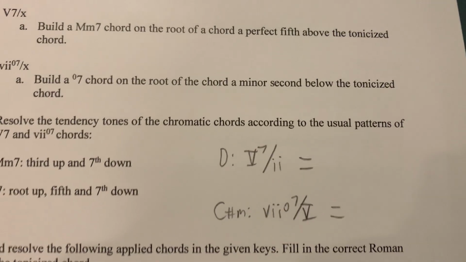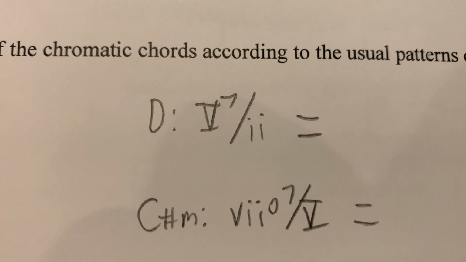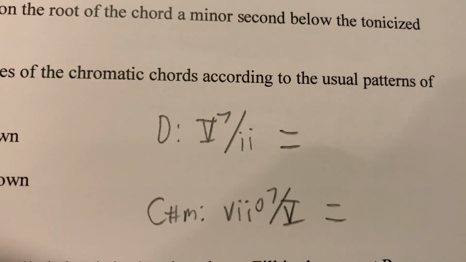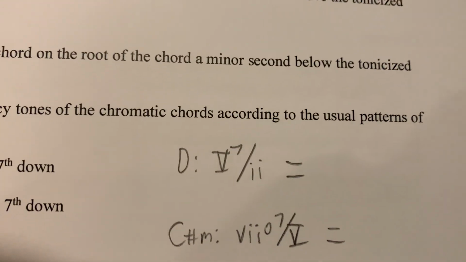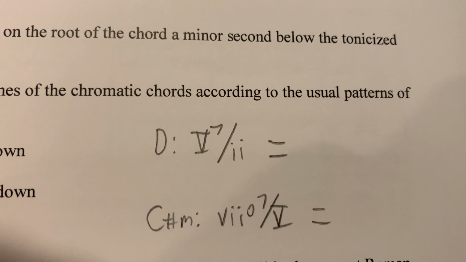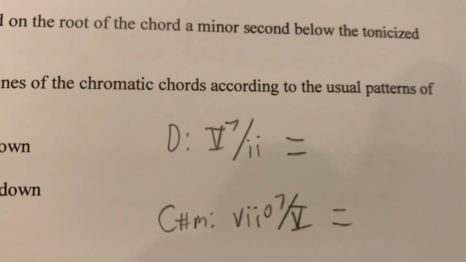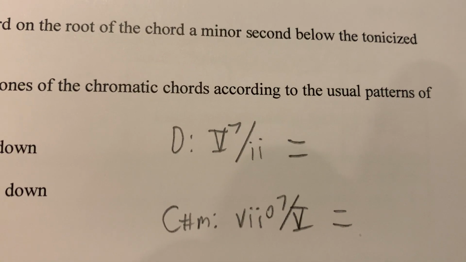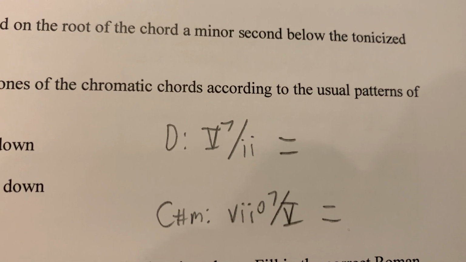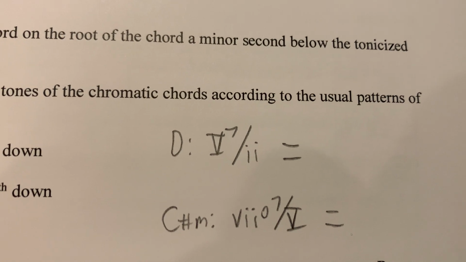Let's demonstrate with this little example. Let's say you're asked to write 5, 7 of 2 in D major. So here's D major. What you would do in that case is think, well, the 2 chord in D major has a root of E, right? 2 is the E minor chord. Then you think, what is a perfect 5th above E? And the answer would be B, right? A perfect 5th above the note E is B. So there's the root of the secondary chord.